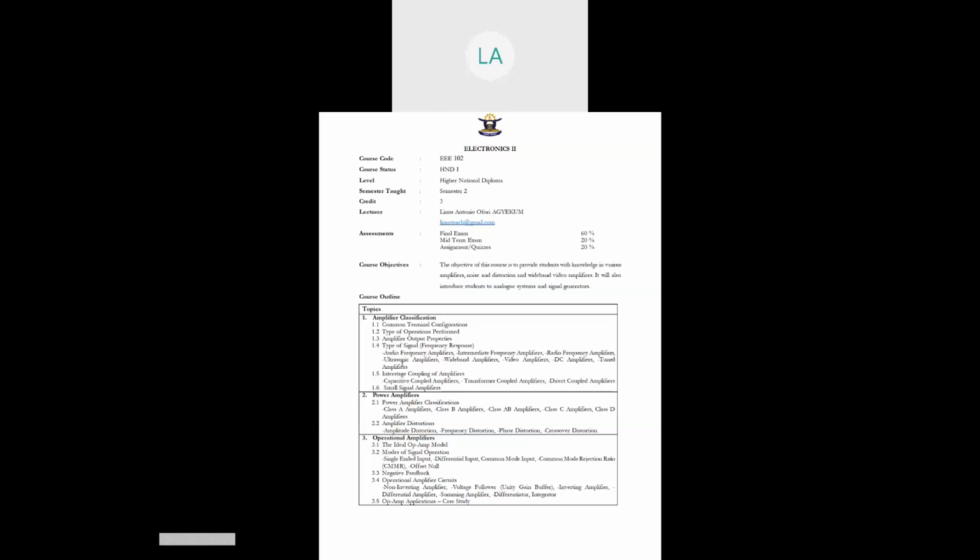Now we'll look at negative feedback in operational amplifiers as well as operational amplifier circuits, where in this case we'll be looking at non-inverting amplifiers, voltage follower, which is sometimes called unity gain buffer. We'll look at the inverting amplifier, we'll look at differential amplifier, summing and differentiator and integrator as well.